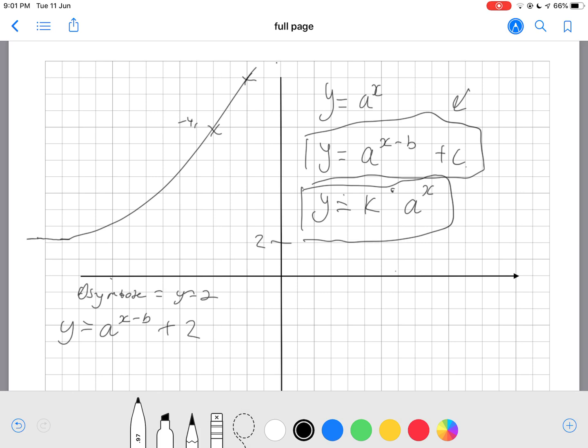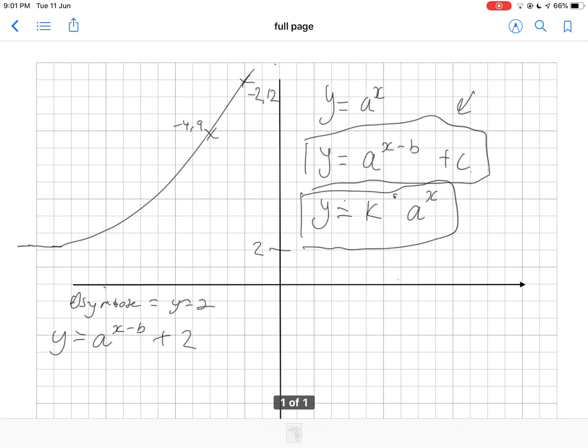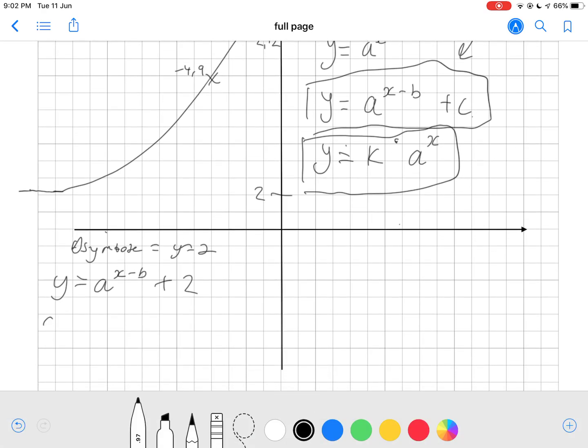So this is negative 4, 9, okay? And this point here is negative 2, 12, okay? So we just substitute both of these points into the equation, and we'll find our values of a and b. So if we substitute negative 4, 9, we'll get 9 equals a to the power of negative 4 minus b plus 2. So if we move the plus 2 to the other side, we'll get 7 equals a to the power of negative 4 minus b, right?